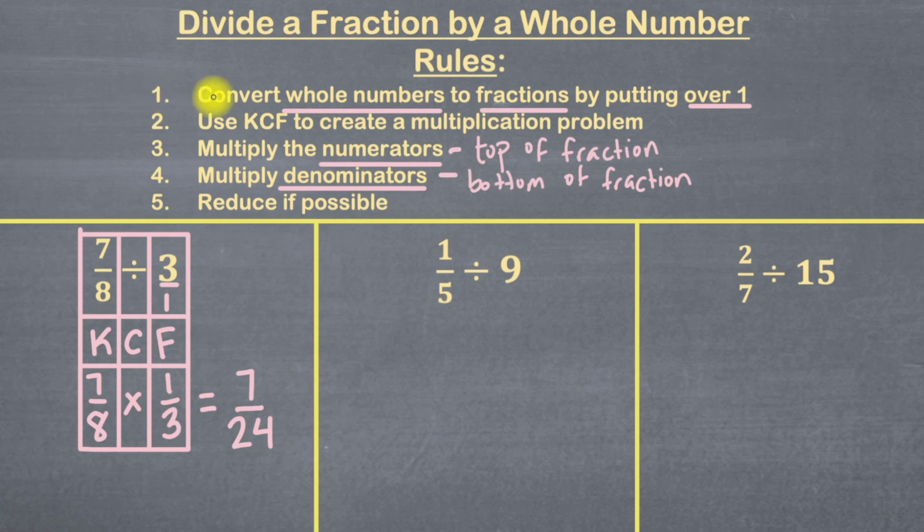So just like our first example, let's stick with the rules that we used before. Rule number 1 is to convert any whole numbers into fractions by putting them over 1. 1 over 5 is already a fraction, but 9 is not. So in order to make it a fraction, I'll make sure I put it over 1.